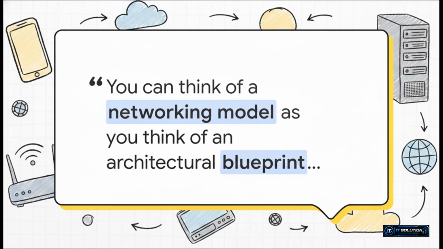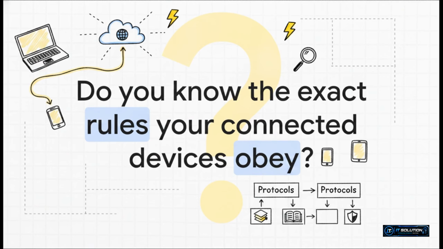Now, to guarantee these 4 pillars actually hold up on a global scale, engineers rely on strict models. Like we said, think of a networking model as an architectural blueprint for building a house. Today, the world relies almost entirely on the TCP/IP networking model. Because every single vendor out there, whether they make the smartphone in your hand, the router in your living room, or the massive server sitting at Google, follows this exact same TCP/IP blueprint, all of their equipment can speak the exact same language seamlessly.